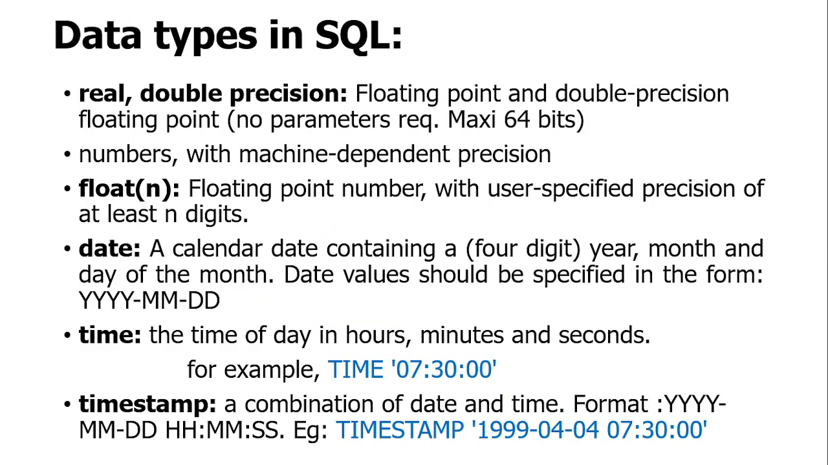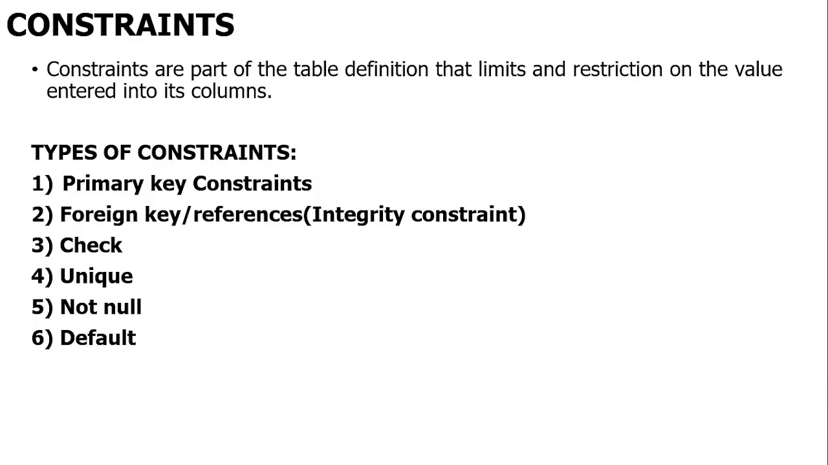Real, double precision, float of n, then date. Date will be having three divisions: year, month, and day. Then time, the time of day in hours, minutes, and seconds. Then timestamp. It is a combination of date and time.